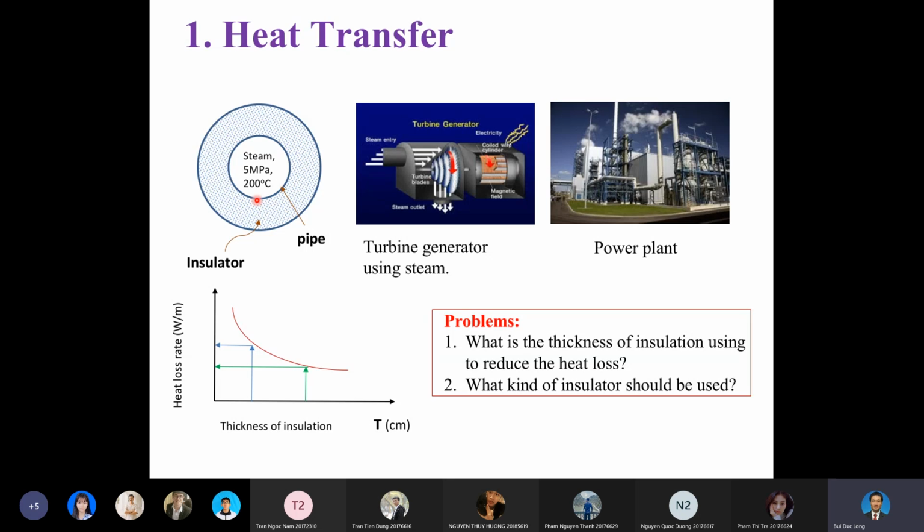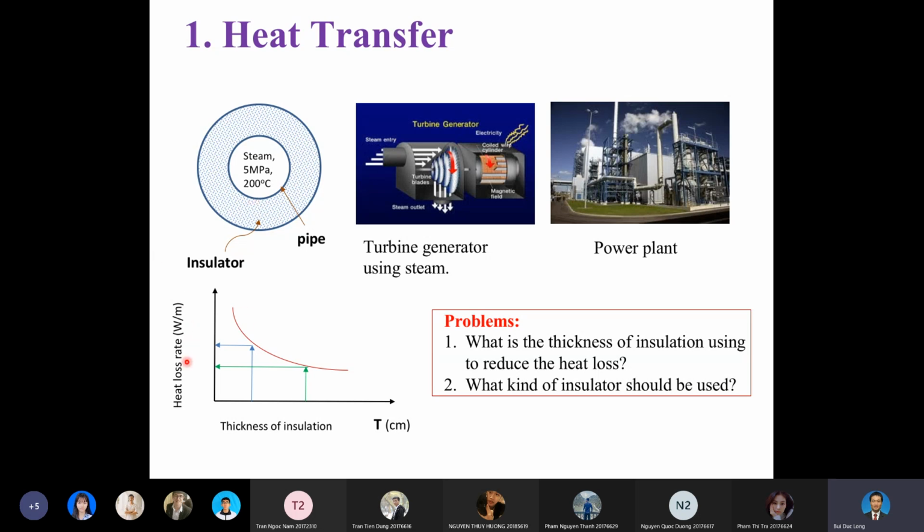Of course, after you study this course you will know. It's not only that you increase the thickness to infinity. A certain thickness of the insulator is sufficient to prevent the heat loss. Even if you increase it more, the efficiency of preventing heat loss does not increase. It's just a waste of material and a waste of money. That is another problem.